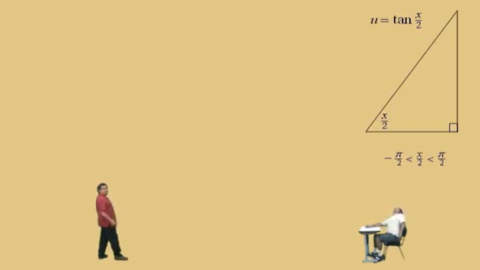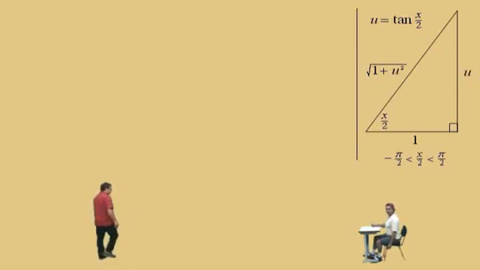And tangent is what sides of this triangle, Charlie? Opposite over adjacent. So we have tangent of x over 2 is equal to u. That means u is opposite x over 2 and 1 is adjacent to x over 2. And what's the hypotenuse, Charlie? Square root of 1 plus u squared. Very nice. We're reviewing our trig.